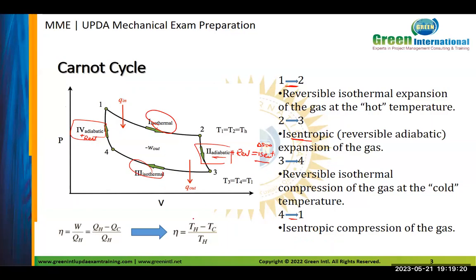What is also important for this cycle is the efficiency equation. What is the efficiency equation equal to? It is equal to T hot minus T cold divided by T hot. Again, efficiency is equal to the difference between the two temperatures, T hot and T cold, divided by T hot. This is a very important equation.